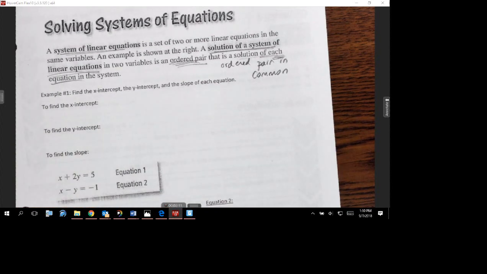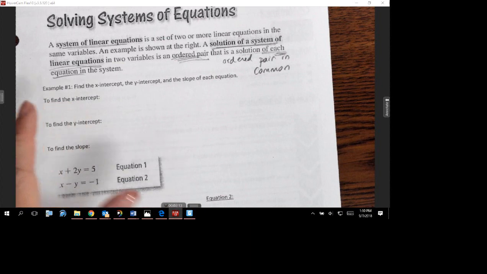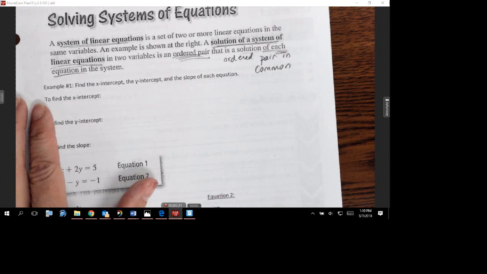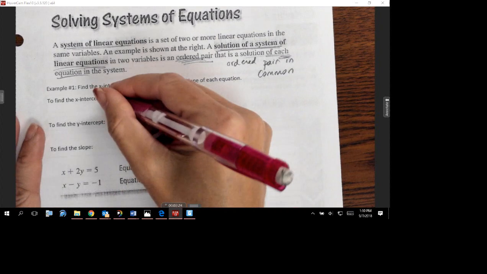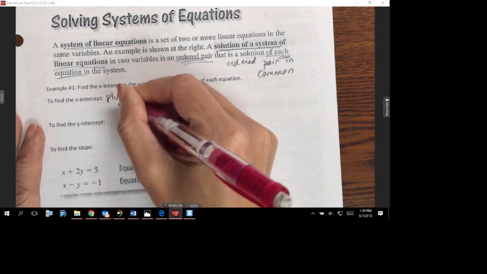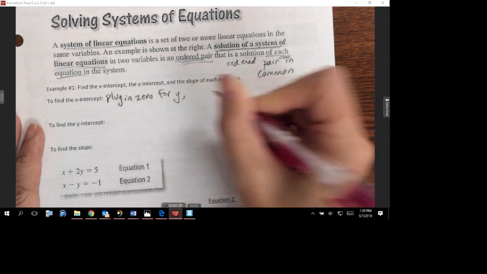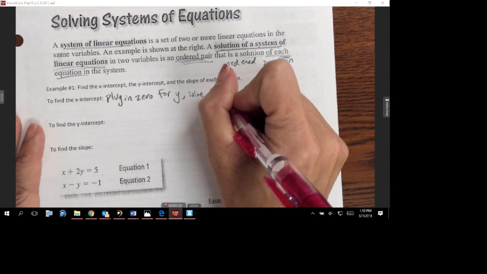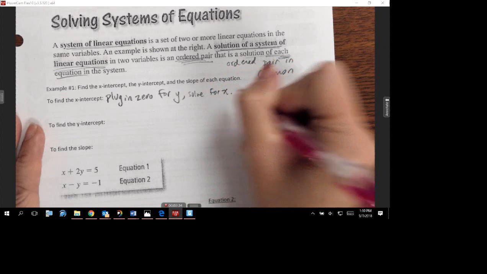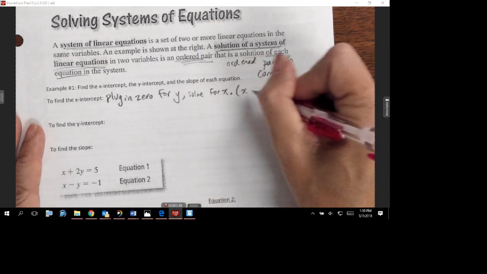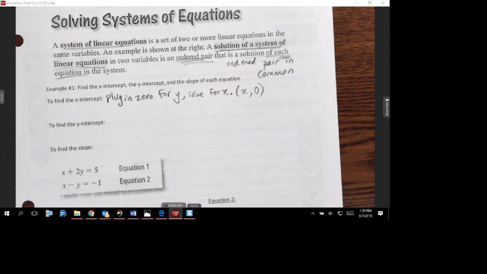Okay, so to find the x-intercept, let's review this. We've already done this. How do you find the x-intercept? Remember we need to graph the lines. You plug in 0 for y, and then solve for x. And we write it as whatever your x is, comma, 0.